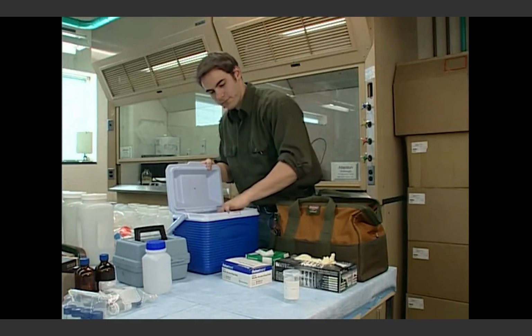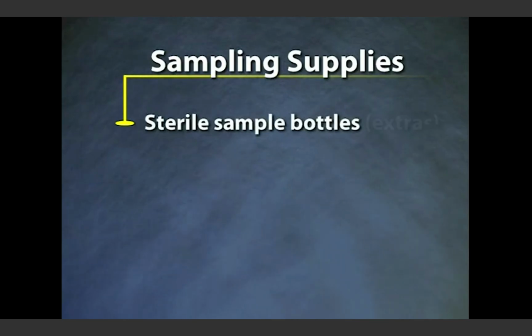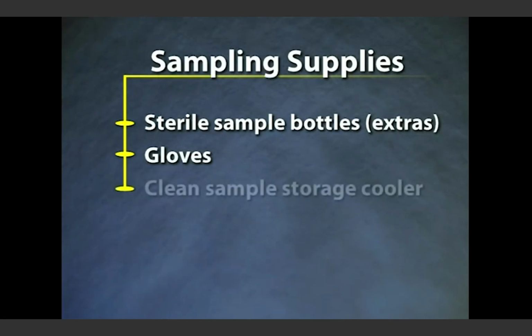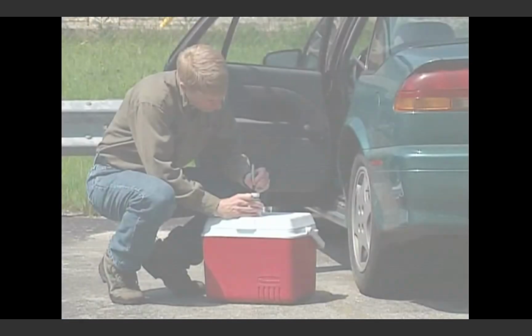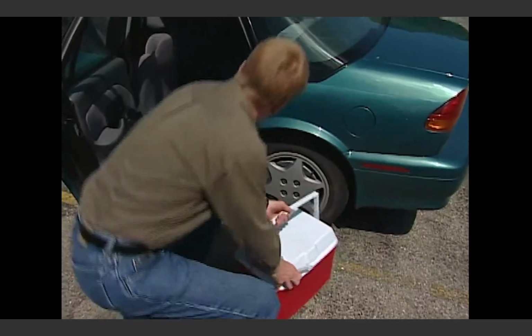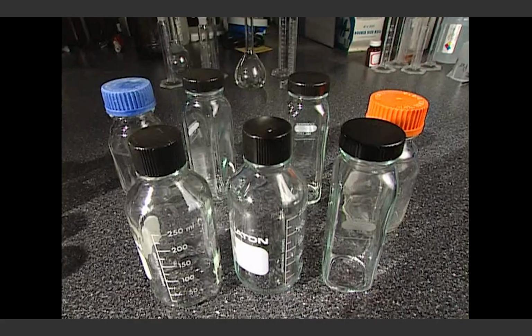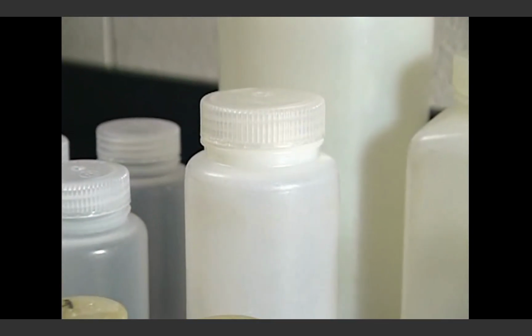Begin by assembling all of the sampling supplies needed. These include sterile sample bottles, extra bottles in case one gets dirty, gloves to take samples without contaminating the sample, and clean coolers to store the samples in with ice or cold packs. The laboratory that will eventually test the samples usually provides the container or recommends one. Pre-sterilized glass containers may be used but may break during shipping. Plastic tends to be a more popular choice.